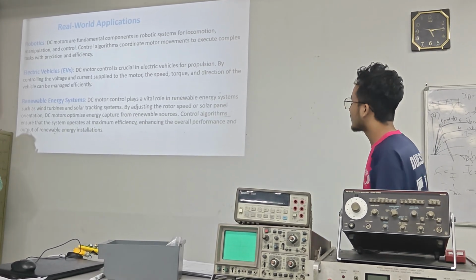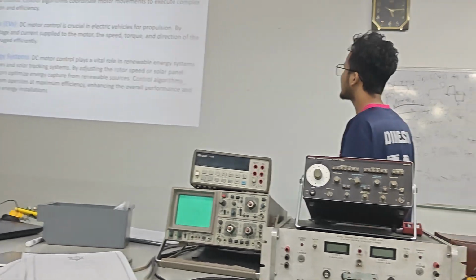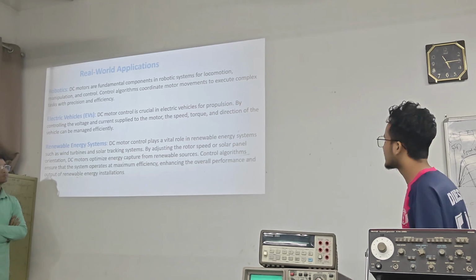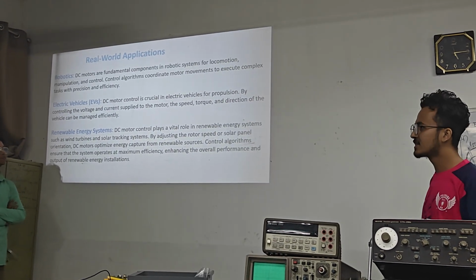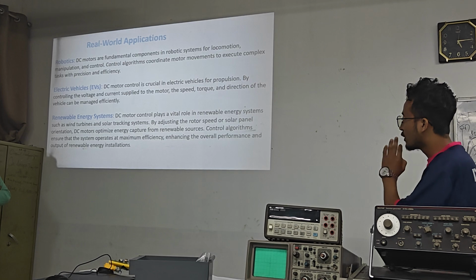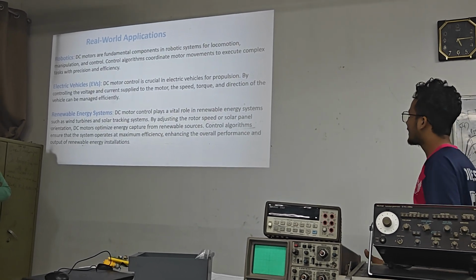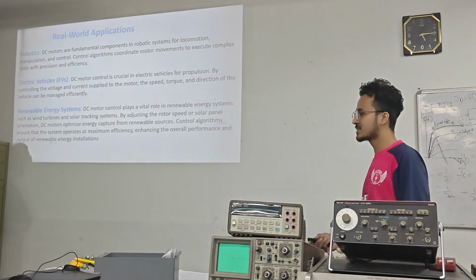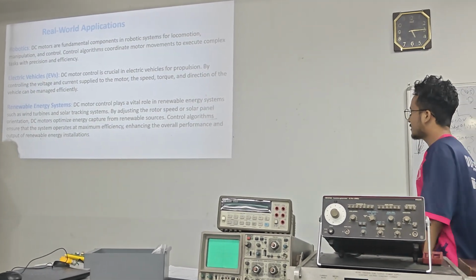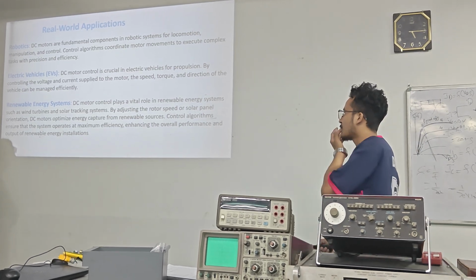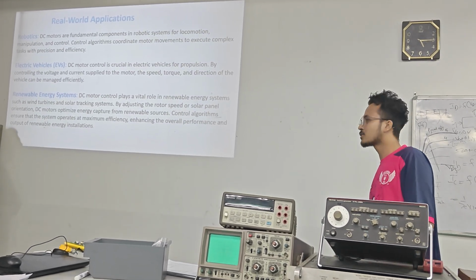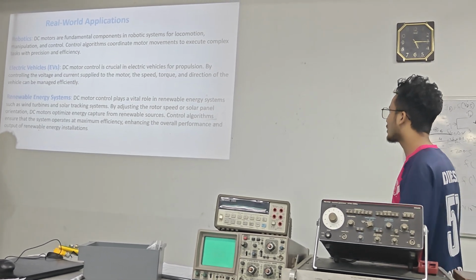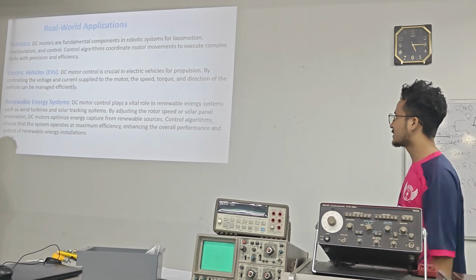In electric vehicles, the DC motor is crucial for propulsion. By controlling the voltage and current supplied to the DC motor, the speed, torque and direction of the vehicle can be managed efficiently. In renewable energy systems, the DC motor plays a vital role, such as in wind turbines and solar tracking systems. By adjusting the rotor speed or solar panel orientation, DC motors optimize energy capture from renewable sources. Control algorithms ensure that the system operates with maximum efficiency, enhancing the overall performance and output of renewable energy installations.